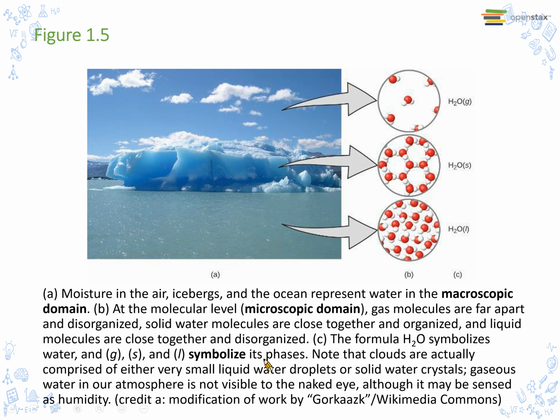the (g), (s), (l) symbolize its phases. Note that the clouds are actually comprised of either very small liquid water droplets or solid water crystals. Gaseous water in our atmosphere is not visible to the naked eye, although it may be sensed as humidity. So in this figure, we can see here is the macroscopic domain, here's the microscopic domain, and here, these are the symbolic domain.